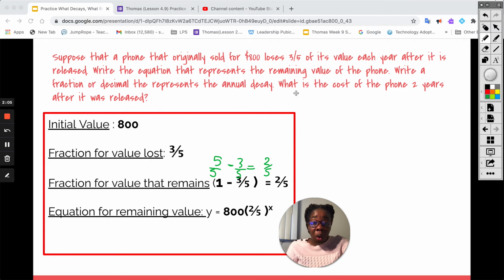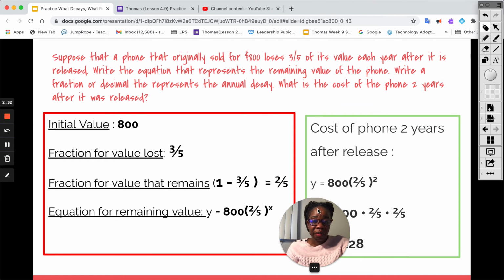They ask us what is the cost of the phone 2 years after it has been released. So that's asking us what's the remaining value of the phone 2 years after the phone has been released, which means x in our equation that represents the remaining value is going to be replaced with 2. So our equation is y is equal to 800 times 2/5 raised to the x. And with that said, we're going to replace.